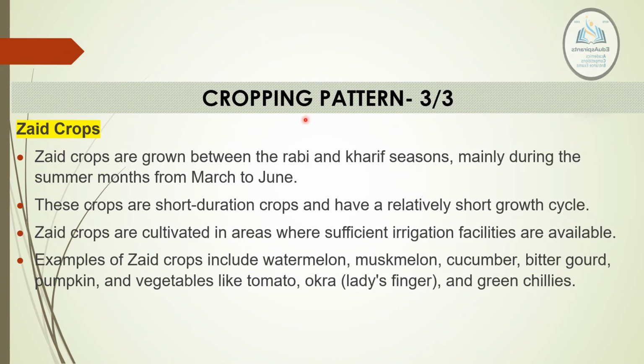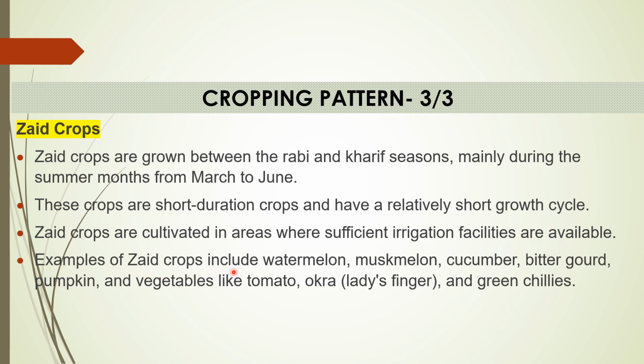Cropping patterns, part 3 of 3. Zaid crops. Zaid crops are grown between the Rabi and Kharif seasons, mainly during the summer months from March to June. These crops are short duration crops and have a relatively short growth cycle. Zaid crops are cultivated in areas where sufficient irrigation facilities are available.